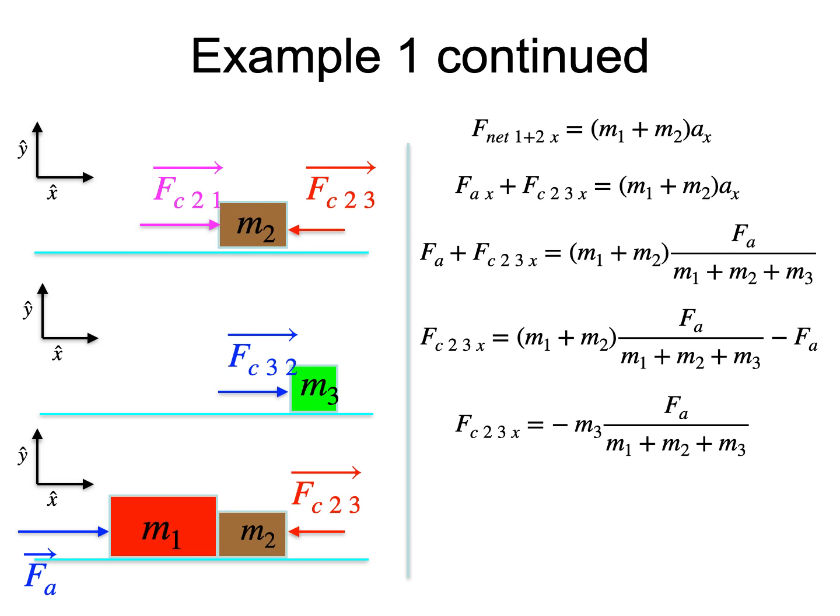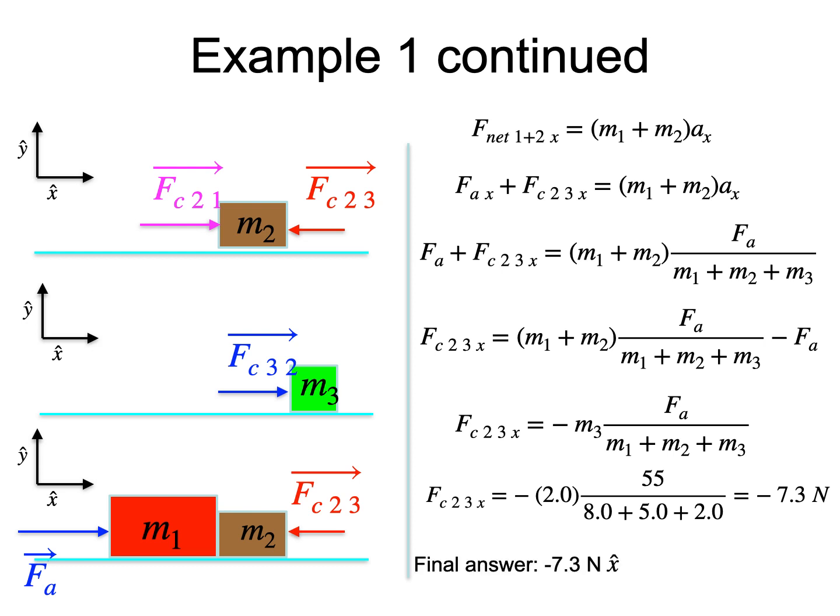We have reached the stage of being able to substitute the numerical values of the givens and to use a calculator. The negative sign indicates that the x component of the contact force is opposite to the reference direction, so the final answer is minus 7.3 Newton x hat, or 7.3 Newton towards the left.